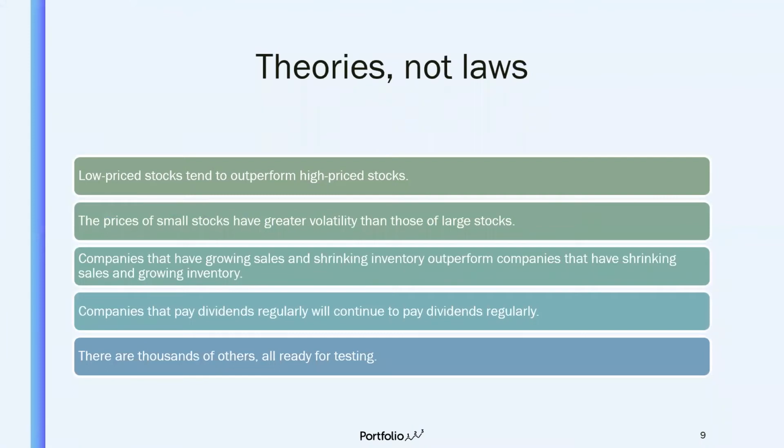Now, here are some theories. These are not laws, they're theories. I use them all the time. Low price stocks tend to outperform high price stocks. The prices of small stocks have greater volatility than those of large stocks. Companies that have growing sales and shrinking inventory outperform companies that have shrinking sales and growing inventory. Companies that pay dividends regularly will continue to pay dividends regularly, and so on. There's thousands of others. They're all ready for you guys to test.